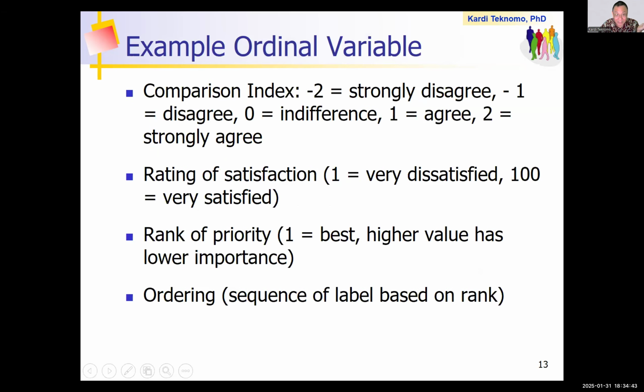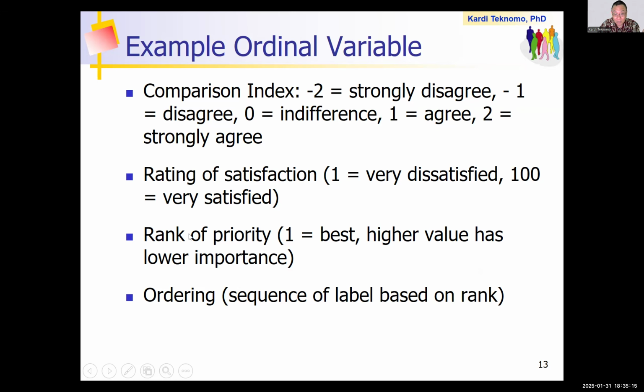So this is an example, a comparison index. So you put -2 up to 2. -2 means strongly disagree, 0 is indifferent, 2 means strongly agree. Well, if you add 5, it doesn't have any meaning, isn't it? Because you already defined between -2 to +2. The same thing, rating of satisfaction. Rating is always an ordinal variable. So, for example, 1 to 100.